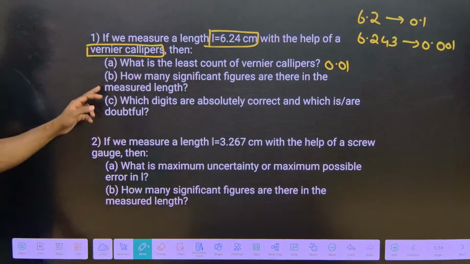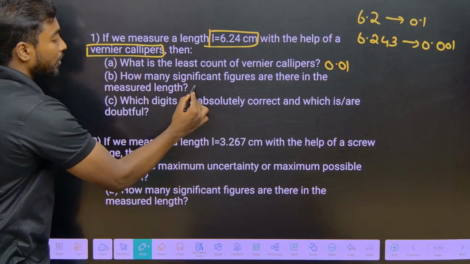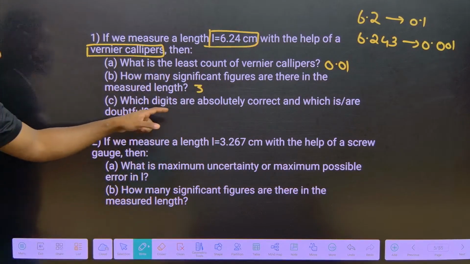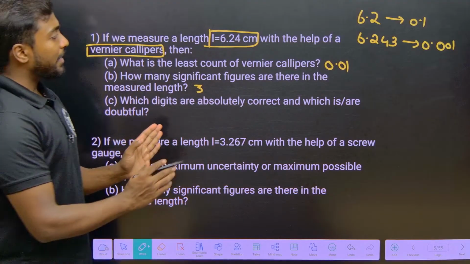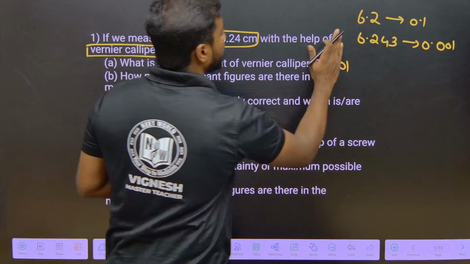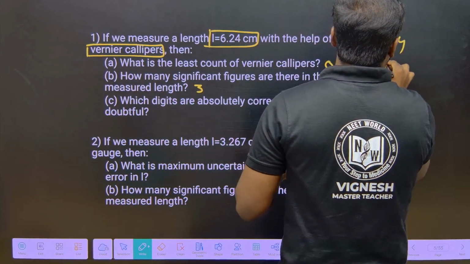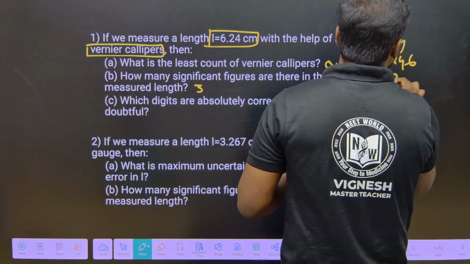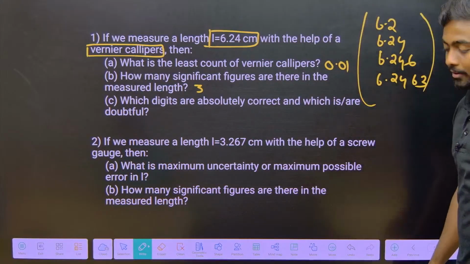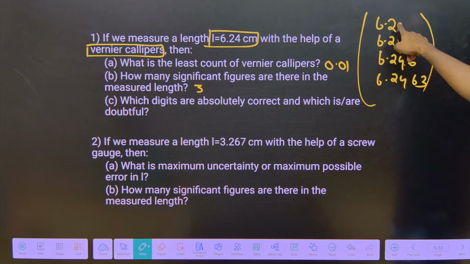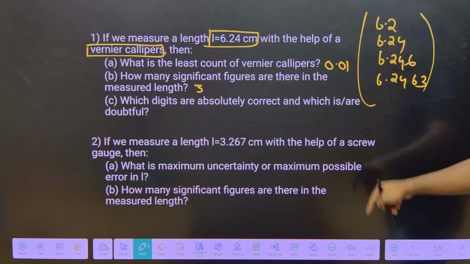Now, how many significant figures are there in the measured length? 1, 2, 3, so three significant figures. Which digits are absolutely correct and which are doubtful? Take 6.2, 6.24, 6.246, 6.2463. These are values measured with different scales with different least counts: 0.1, 0.01, 0.001, 0.0001.